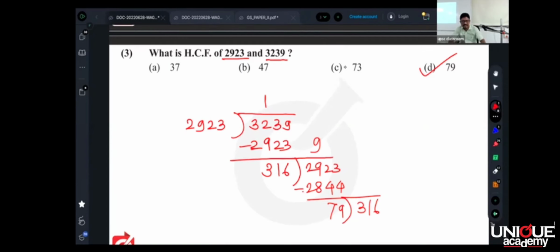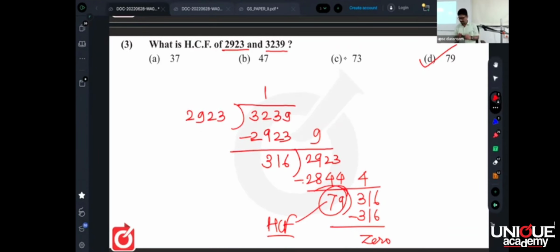So we can say the table easily. 80 into 4 is 320. So 79 into 4 will be 1 into 4 less than 320, that is 316. So 79 into 4 gives you 316. Remainder is 0. Being remainder 0, here 79 is the divisor, that is called the HCF of the given two numbers. Is it clear? Okay, that is one thing.